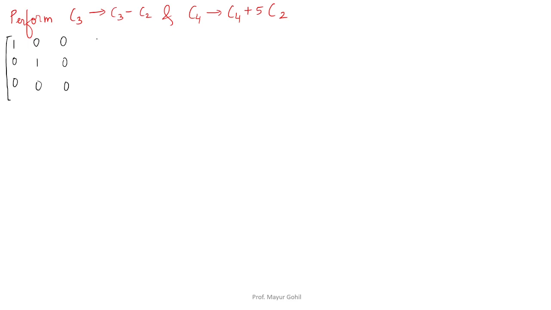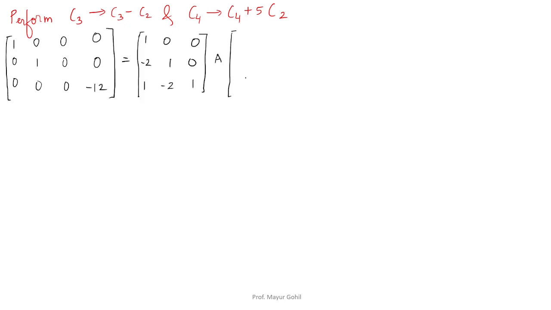Here we will have 0, 0, and here there will be minus of 12. Okay, and here no change in this matrix because it is related to the row transformations. So the change will happen in the matrix where columns are involved. So column transformations are involved rather.